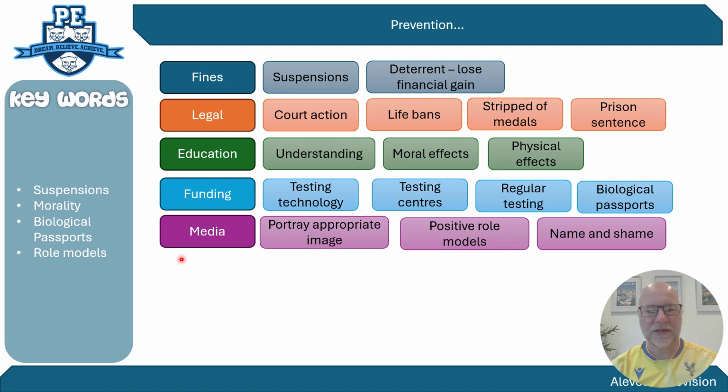And then finally, the media plays a huge role. They can improve the image of an individual, making them more positive role models, and they also name and shame those who are being deviant. So if there's a player who's showing sportsmanship throughout and no deviancy, they can be highlighted and emphasized through the media, whereas the negative press can be associated with those who are cheats.